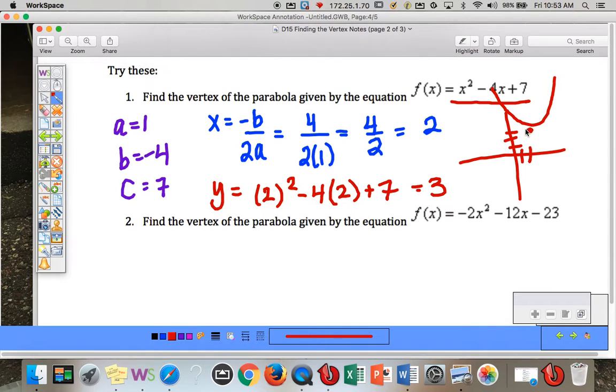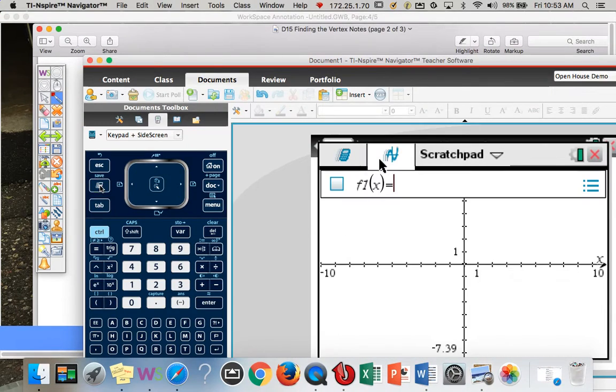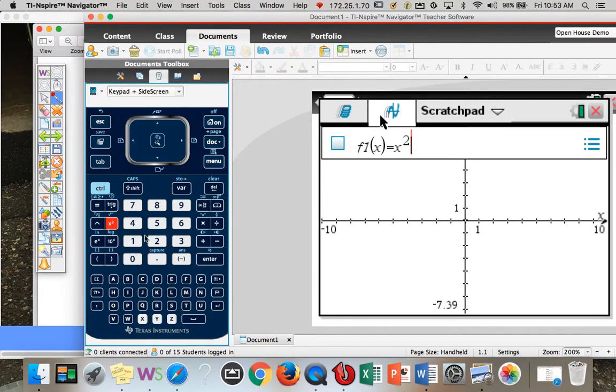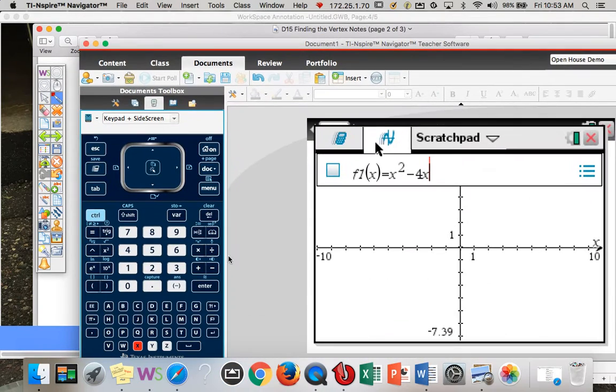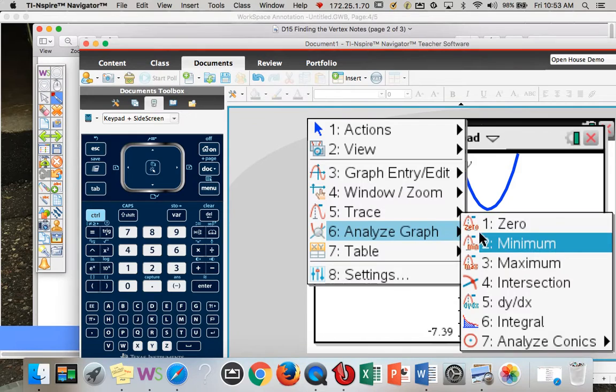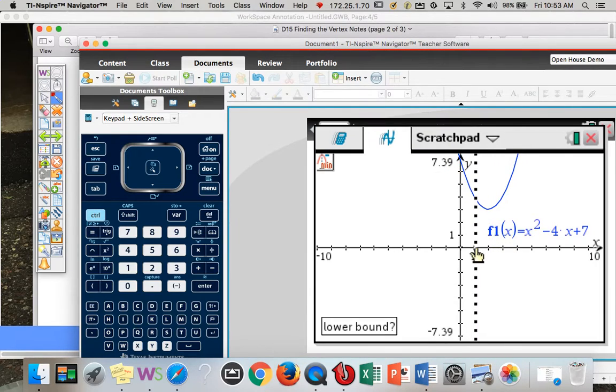And here's where, well, I could draw that better. Here's where it would change direction. Let's try graphing that and see if we get that as well. So I'm going to graph this, and so we had our x squared minus 4x plus 7. And there's your vertex at (2, 3). On the calculator, if you want to do it, you can go to Menu, Analyze Graph, and this is a minimum. Go to the left and the right of your minimum, and there it is at (2, 3).